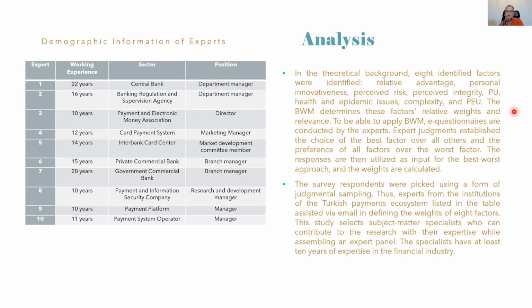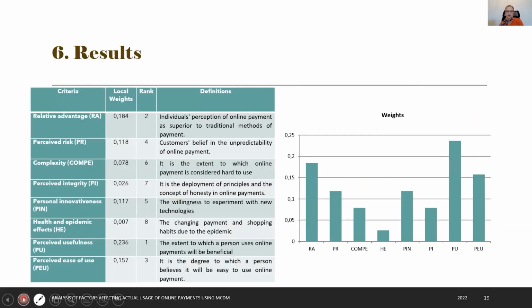The survey respondents were picked using a form of judgmental sampling. Thus, experts from the institutions of the Turkish payments ecosystem listed in this table assisted via email in defining the weights of the 8 factors. This study selects subject matter specialists who can contribute to the research with their expertise while assembling an expert panel. The specialists have at least 10 years of expertise in the financial industry. And now I'll come to the results.